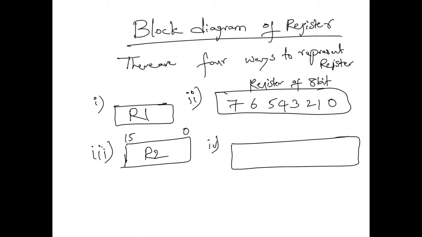Now finally the fourth way is that I am dividing the register into two parts. 0 to 7 is one part and 8 to 15 is another part. I am also specifying the name of the register, PC. PC 8 to 15, and PC 0 to 7. This part is the higher byte, and this is the lower byte.